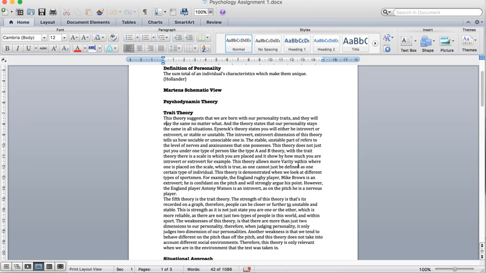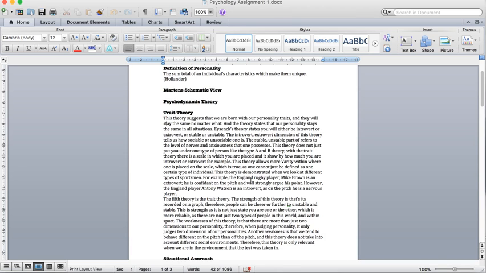This theory does not just put you under one type of person, like type A, type B. With the trait theory, there's a scale, and you're placed on it, and it will say, for example, how much of an introvert you are and how stable or unstable you are. And the same for extrovert, how much of an extrovert you are, stable or unstable. This theory allows more variety within it.